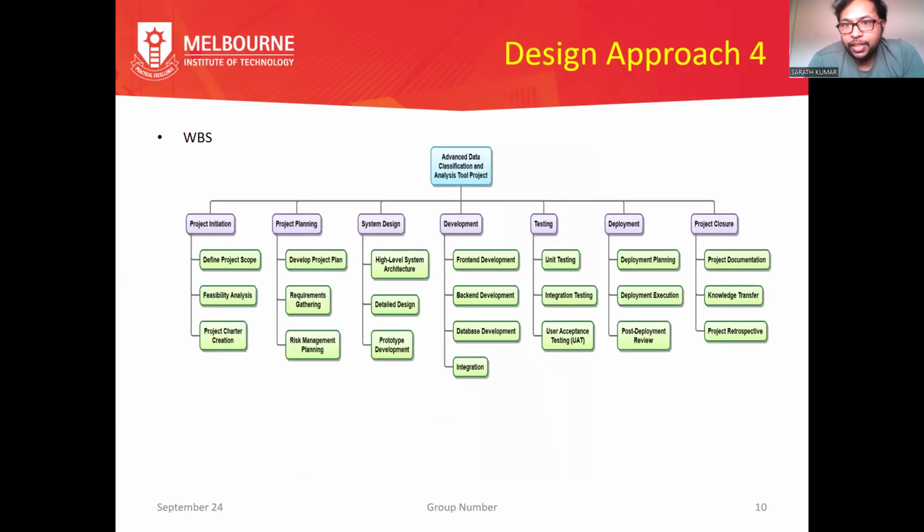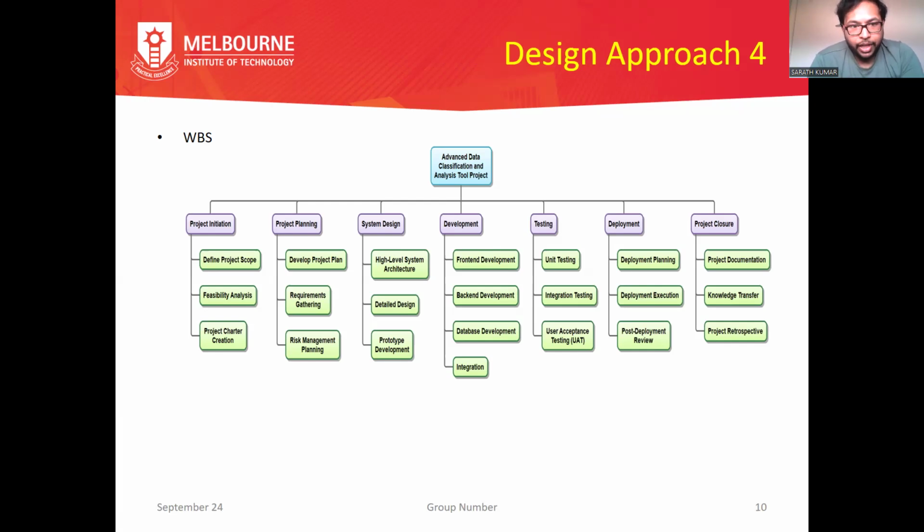And if you see design approach number 4, it is a web backbone structure. Here what we're trying to explain is the entire process of project initiation, planning, design, development, testing, deployment, project closure. So we try to explain what the sub-classifications are of the things we have to look into.